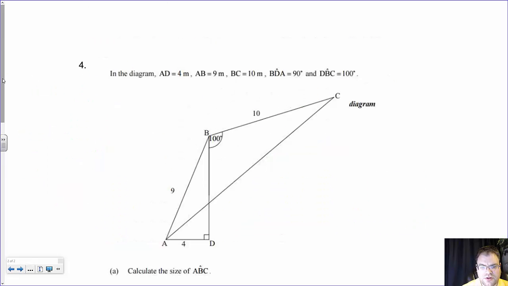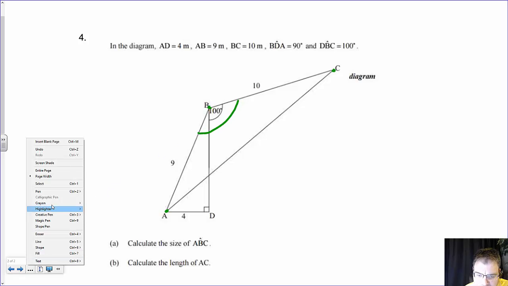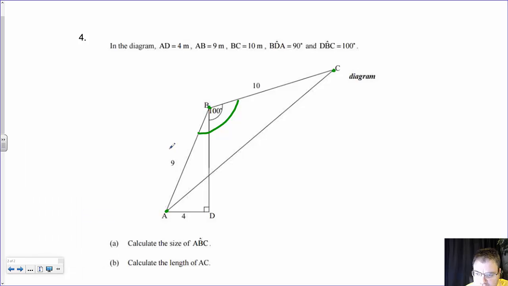Alrighty, down here to this triangle. All right, so let's get this going here. It says calculate the size of the angle ABC. So here's A, B, and C. What they are asking me for is this entire angle right here. That's really a piece of cake given what they were showing me here.